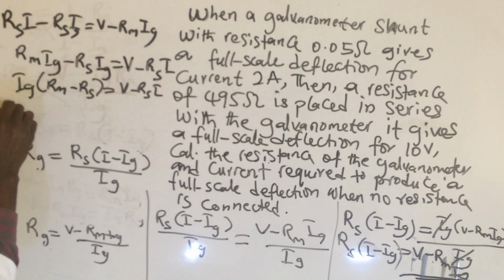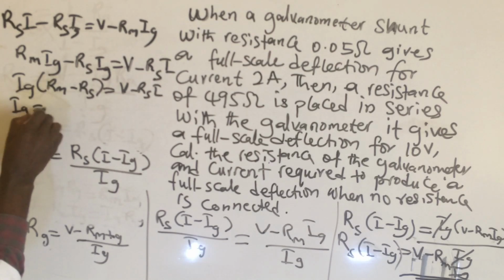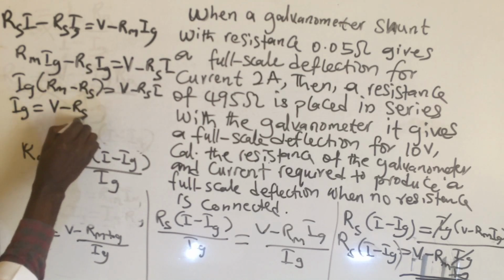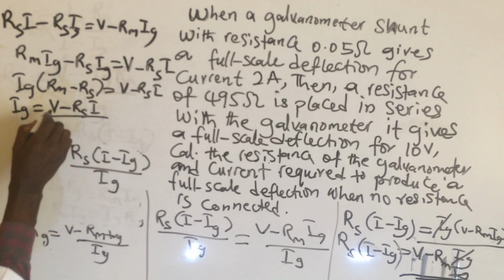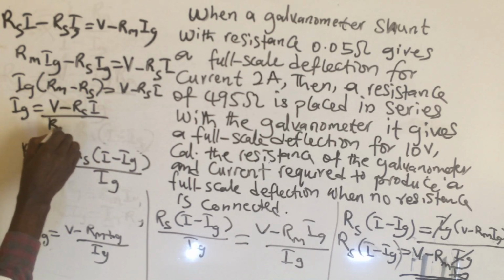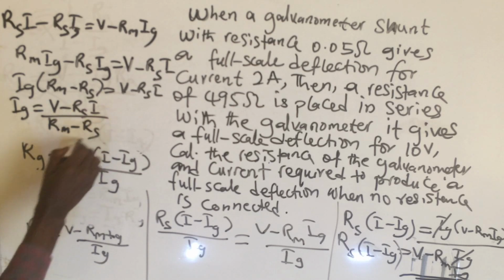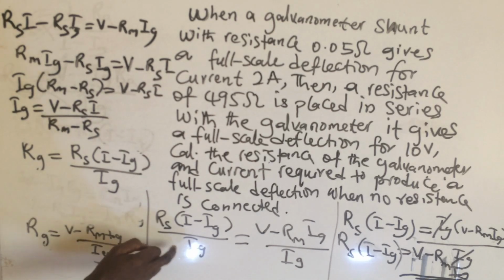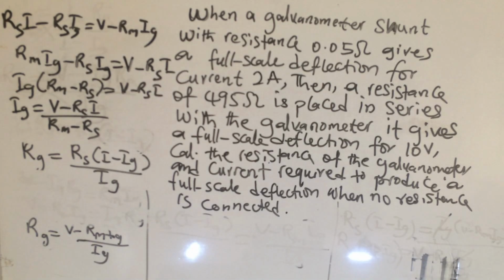Making this a subject of formula, we now have Ig equals V minus RsI all over Rm minus Rs. We now want to make this a subject of formula. That is why we are doing all these things. Now let's clean this side to have space. I succeeded in making Ig the subject of formula, and that is the one they say we should calculate.